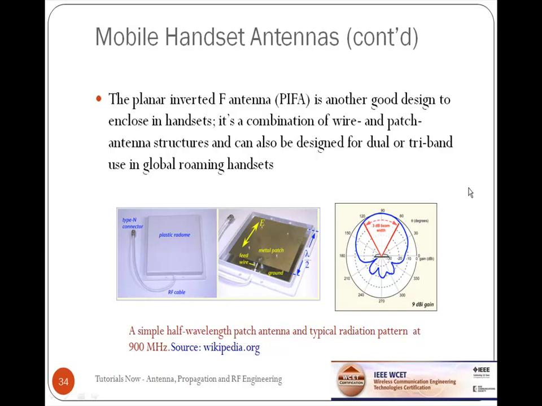Another type of mobile handset antenna is the planar inverted F antenna, which is another good design to be enclosed in a handset. It's really a combination of the wire and patch antenna structure and can also be designed for dual or tri-band use in global roaming handsets. A simple half wavelength patch antenna is shown here with the radiation pattern, which is quite omnidirectional at 900 megahertz.